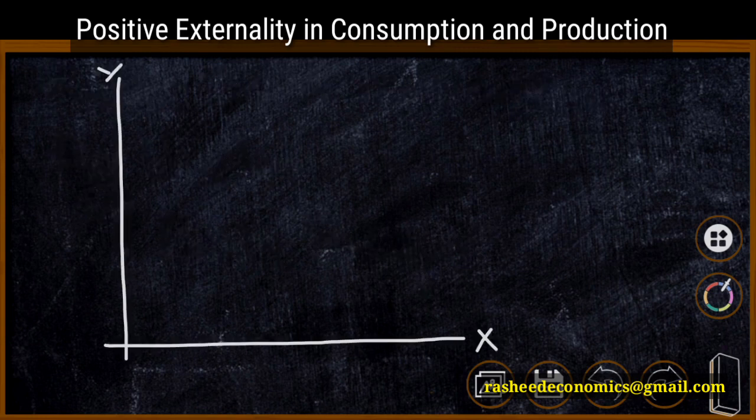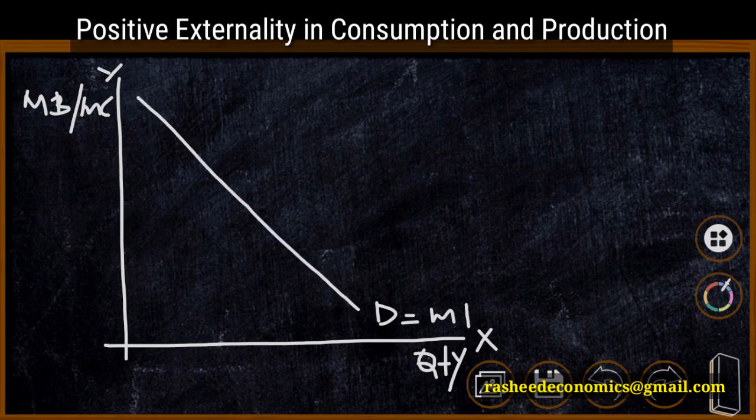Now let us examine the positive externality in consumption using a diagram. We have x-axis and y-axis. On x-axis we have represented quantity, and on y-axis we have represented marginal benefit or marginal cost. Initially we have a marginal demand curve which shows the marginal private benefit to an individual. This is the benefit, or utility, or satisfaction enjoyed by an individual, which is represented through the demand curve or marginal private benefit curve.